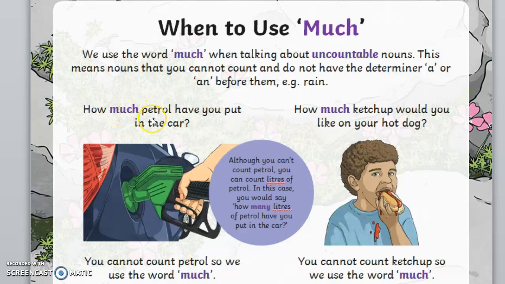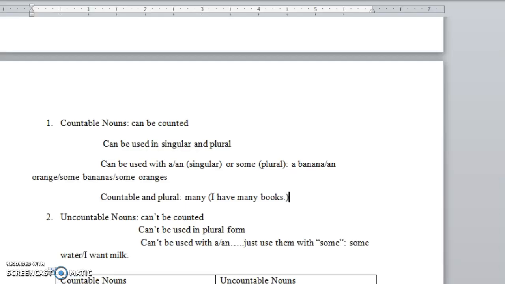How much petrol have you put in the car? We cannot count the petrol, we count the liters, so we use much. How much ketchup would you like on your hot dog? Sorry. So ketchup cannot be counted, so we use much, and the answer would be a little. Okay, or I don't want ketchup at all, but I cannot say I want one ketchup or two ketchups. It's uncountable, so we use much. So again, we go here, and with uncountable, we can only use much with uncountable. Okay?